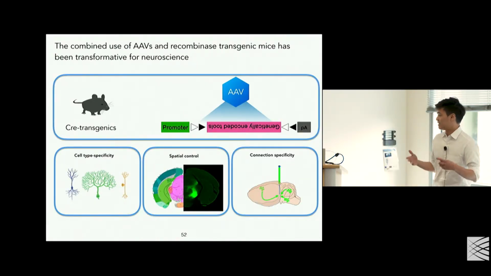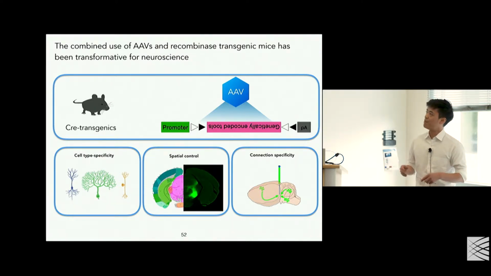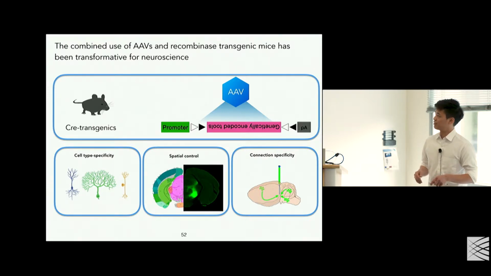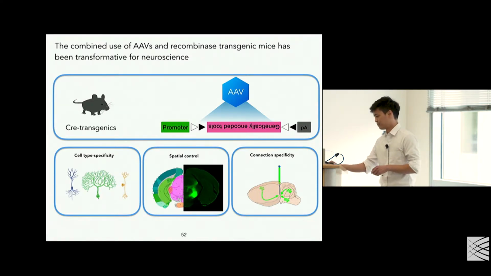Okay, so AAVs have been really transformative in neuroscience when you combine them with transgenic mouse models. They offer cell type specificity, allowing you to manipulate and monitor specific cells when using this intersectional strategy. In addition, they allow you to have spatial control in your experiment because you can choose where to deliver your AAV into the brain. And they can provide connection specificity because of their retrograde and anterograde properties.